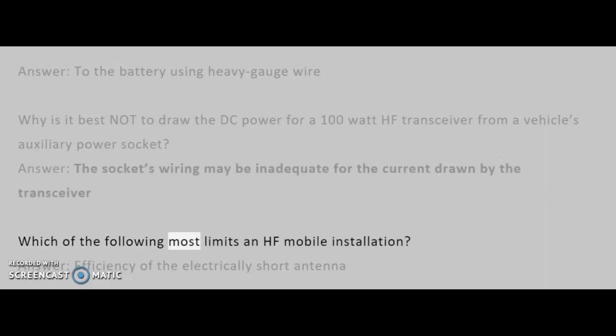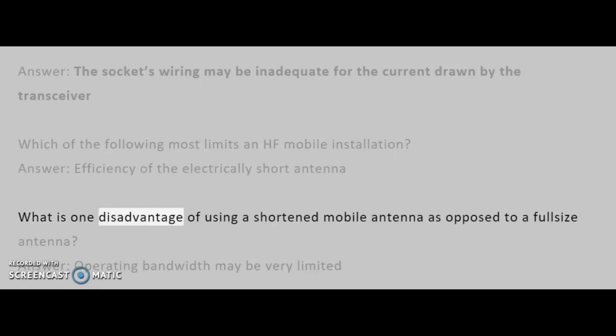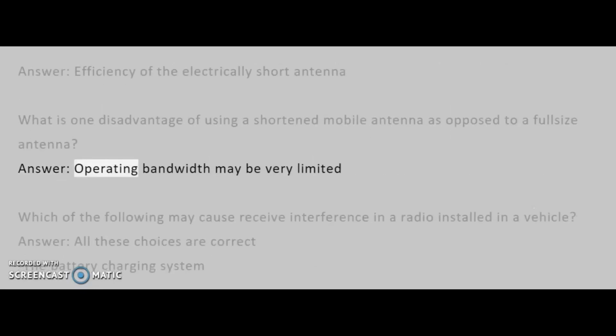Which of the following most limits an HF mobile installation? Answer: efficiency of the electrically short antenna. What is one disadvantage of using a shortened mobile antenna as opposed to a full-size antenna? Answer: operating bandwidth may be very limited.